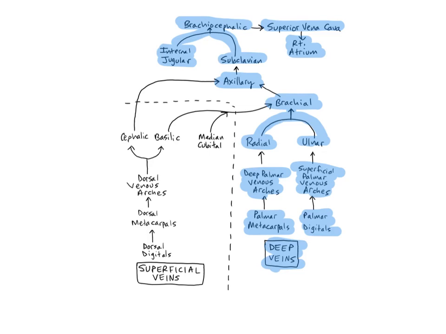The superficial veins of the upper limb begin with the dorsal digital veins, which drain blood from the fingers into the dorsal metacarpal veins, which carry blood into the dorsal venous arches, also called the dorsal venous networks of the hands.